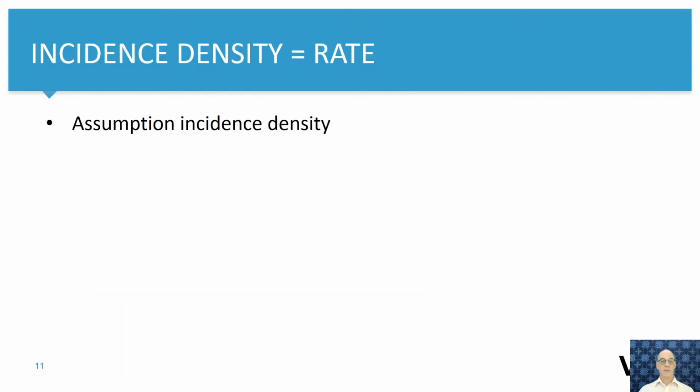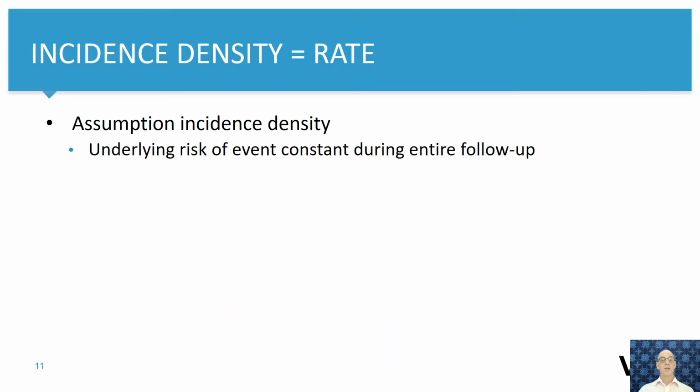This is already better, but assumptions are also there. It assumes that the underlying risk of the event is actually constant during the entire follow-up, which means that my risk of the event is the same if I am being followed up in the first 6 months compared to being followed up in the last 3 months. And we know that also that is often not true.